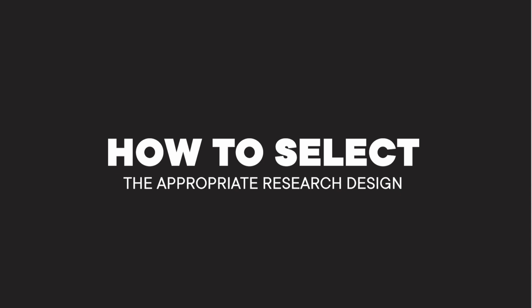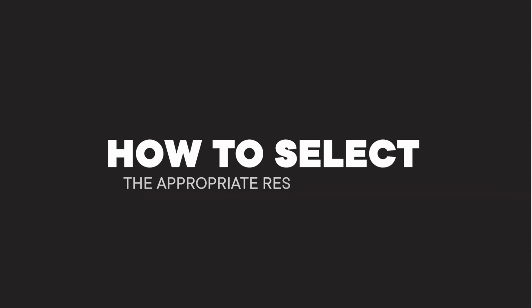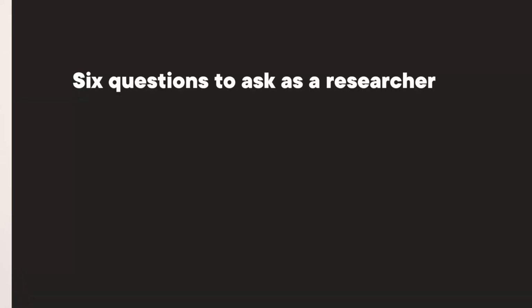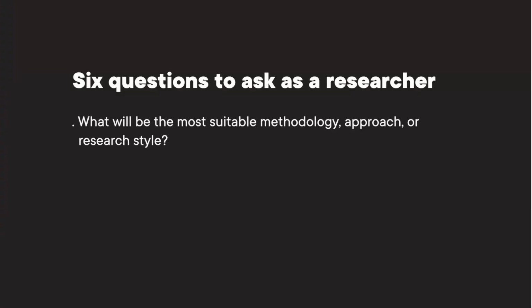Now, in the same selecting process, there's a need to work through a further series of questions to help you select the most appropriate research design. There are 6 questions you have to ask yourself as a researcher. The first one is, what will be the most suitable methodology, approach, or research style? When you are able to answer this, then that can guide you in determining which of the designs that we have discussed will be appropriate for your study.